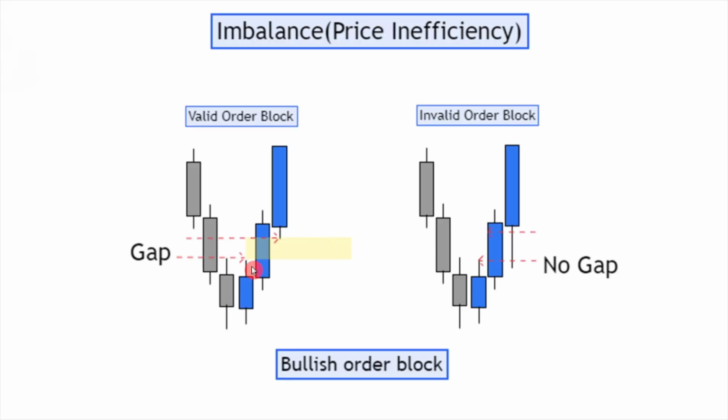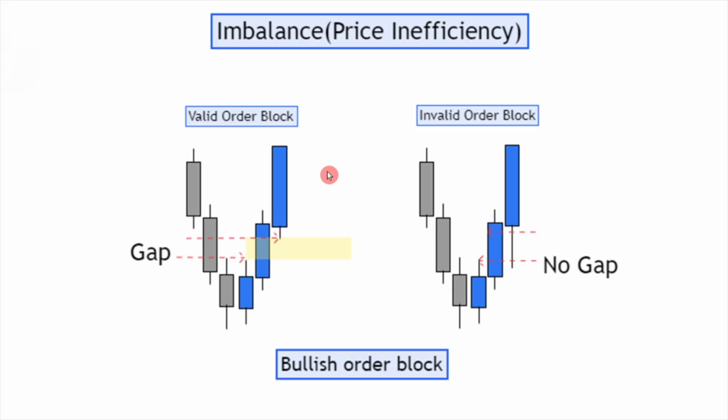Now, the next criteria is an imbalance, or price inefficiency. After the order block forms, the price should move away quickly, leaving behind an imbalance. This happens when there's a gap between the candles, meaning that the wicks don't overlap. This imbalance shows urgency and strength in the move. It confirms that large orders were involved and that the price moved too fast for regular buyers or sellers to fill in. If there is no imbalance, the move may be weak and the order block is not considered valid.